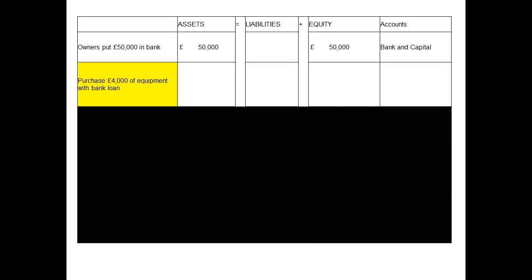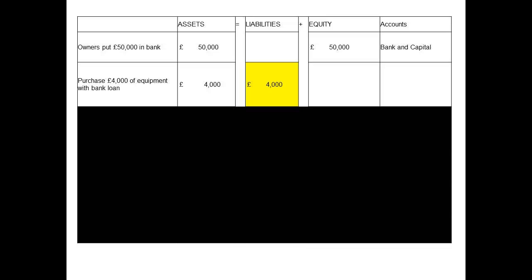Here is our second transaction. The owners purchase equipment at £4,000 with the aid of a bank loan. How will the accounting equation be affected? Assets have increased by £4,000. The bank is owed £4,000, so liabilities have increased by £4,000. There is no effect on equity.